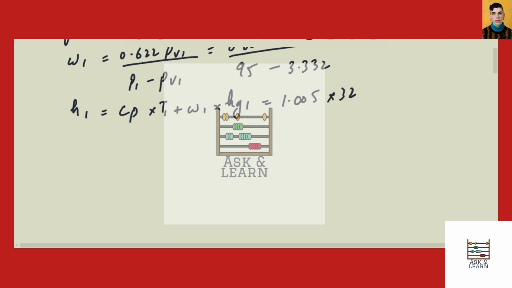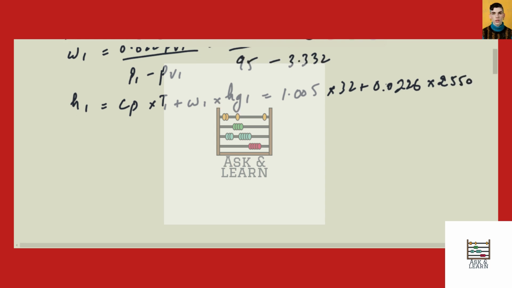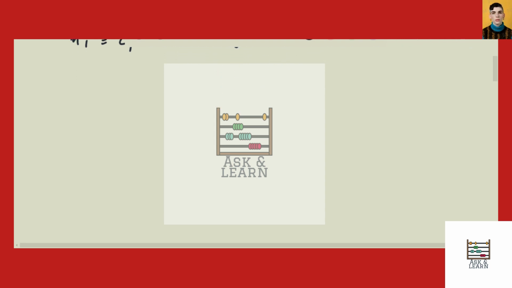So H1 is equal to Cp into T1 plus W1 into Hg1, and that is equal to 1.005 multiplied by 32 plus 0.0226 multiplied by 2550, and H1 is equal to 89.79 kilojoules per kg.